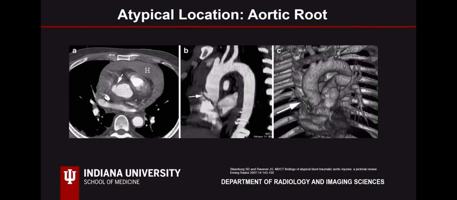Here's an unusual case of a patient with an aortic root laceration. As you can see here on axial, sagittal, oblique, and 3D imaging, there's a large amount of mediastinal hemorrhage and hemopericardium. This is unusual because most of the time these patients die and don't get imaging.